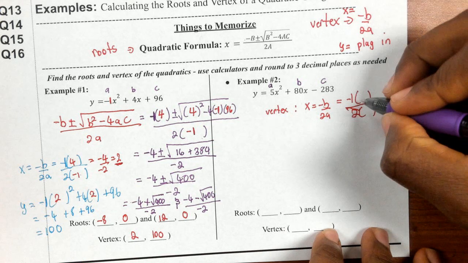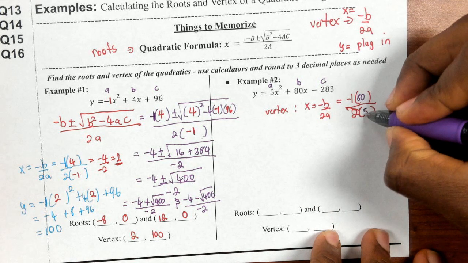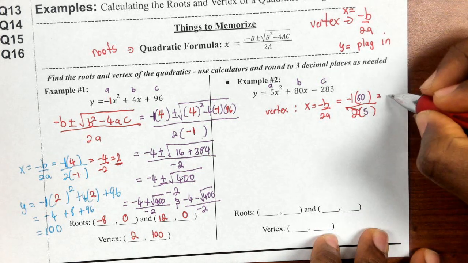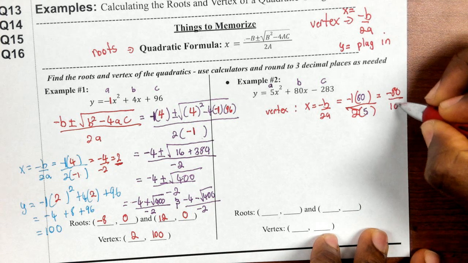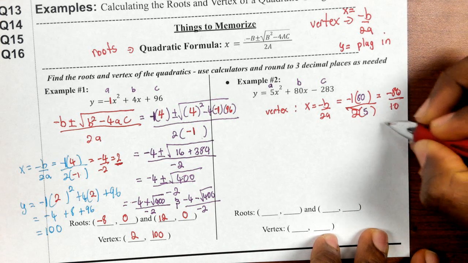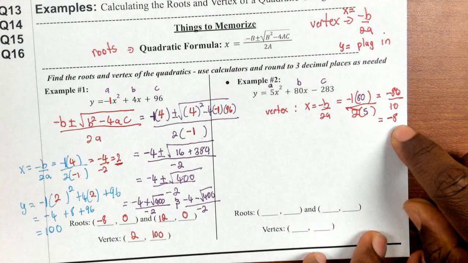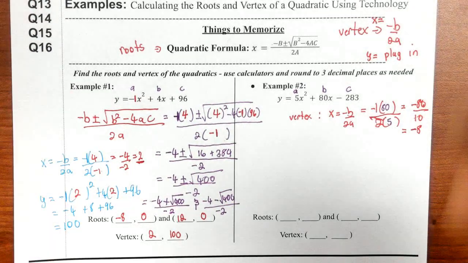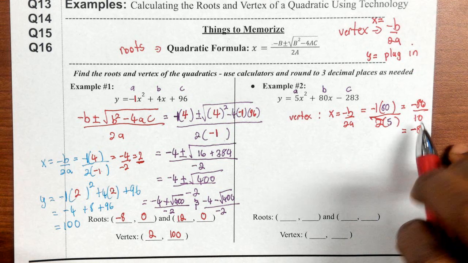So for my b, I'll plug in 80. For my a, I'll plug in 5. Negative 1 times positive 80 is negative 80. 2 times 5 is 10. Negative 80 divided by positive 10 is negative 8. So the x value of the vertex is negative 8. Now we're going to find the y value by plugging in the negative 8.